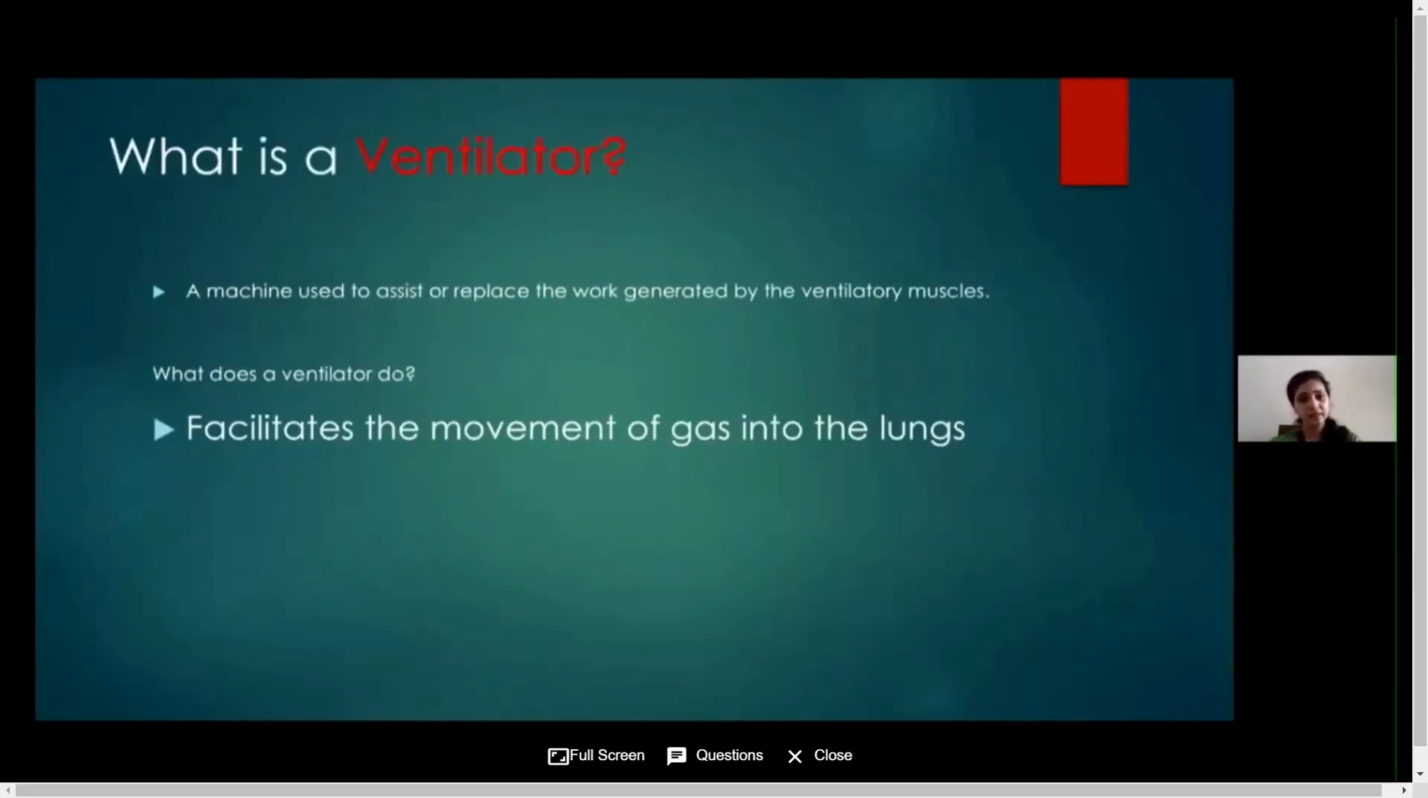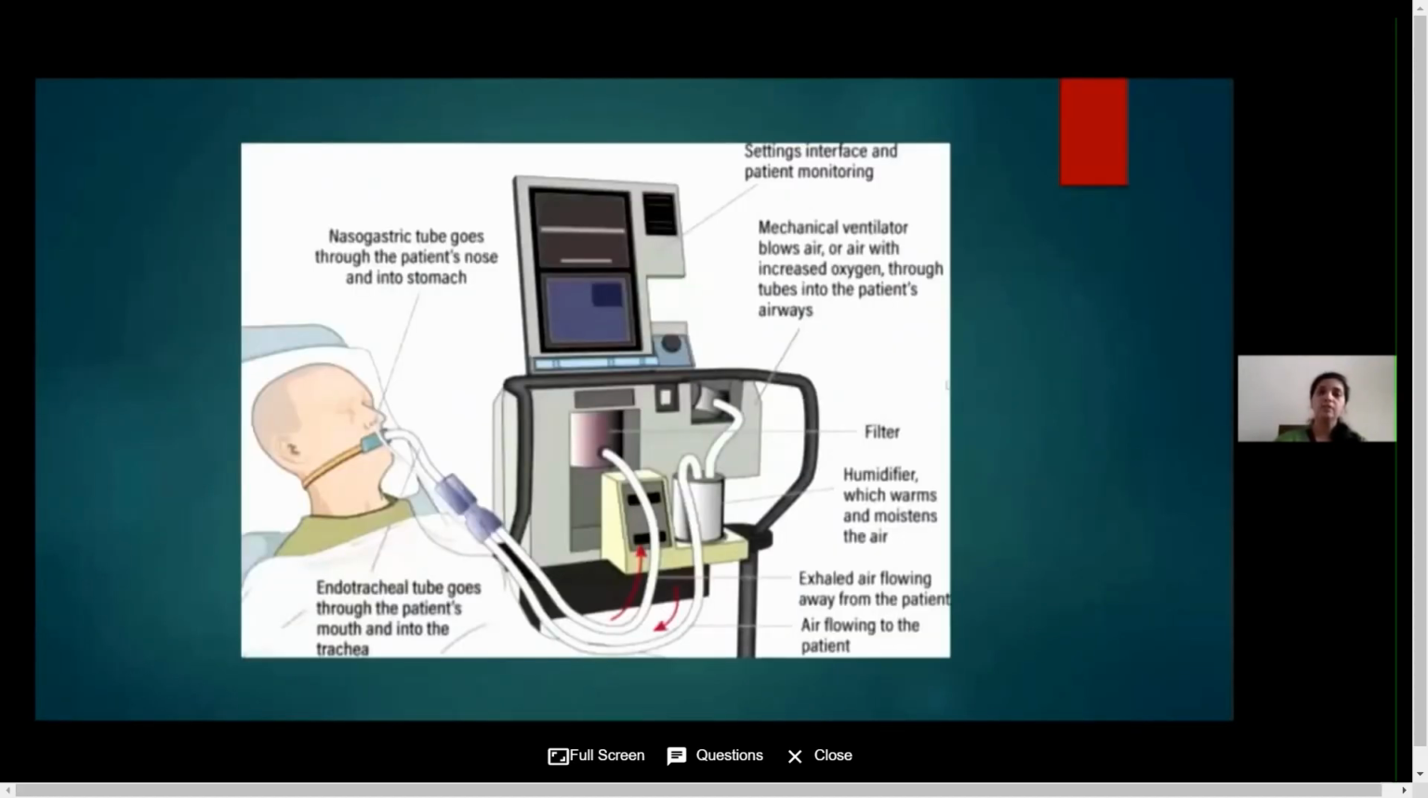So what does this ventilator do? It assists in respiration and replaces the work generated by the ventilatory muscles and facilitates the movements of gas into the patient's lungs, but it does not support the expiration of the patient. This is what a ventilator would look like for those who have not dealt with ventilators. This is the patient with the endotracheal tube, and gases or air is provided through this tubing system. It is humidified before it reaches the patient, and whatever is exhaled goes through this into the filter here.